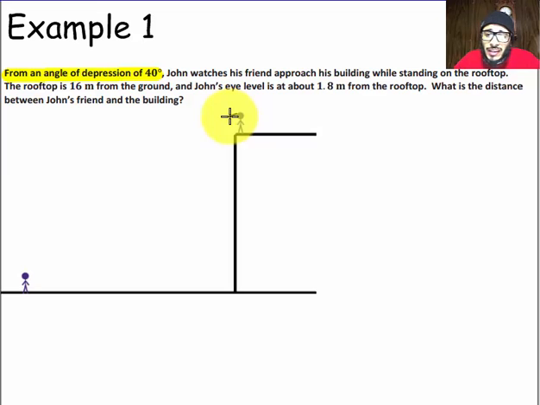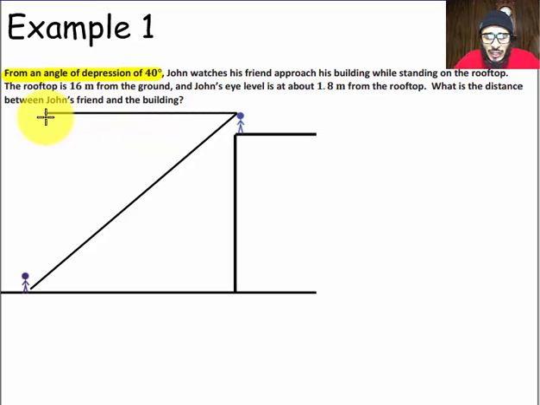So it says he's watching his friend approach his building. So the line of sight, think about it like this, it's connecting John's eyes to his friend's feet because he's watching his friend approach his building. So that's the line of sight. Now, what's the angle of depression? The angle of depression is between the line of sight and this horizontal line I just drew.